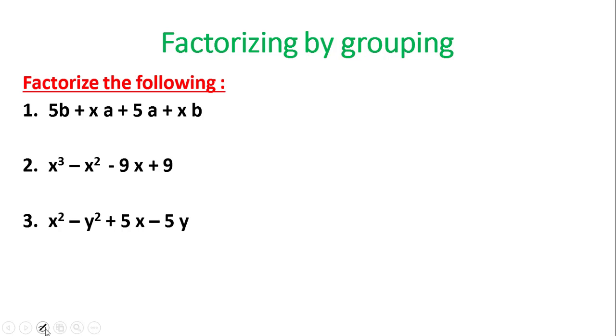The first one, 5b plus xa plus 5a plus xb. Okay, I can choose to take 5b with 5a because they have a common factor 5, and xa with xb, they have a common factor x. Okay, so I'll take them together.